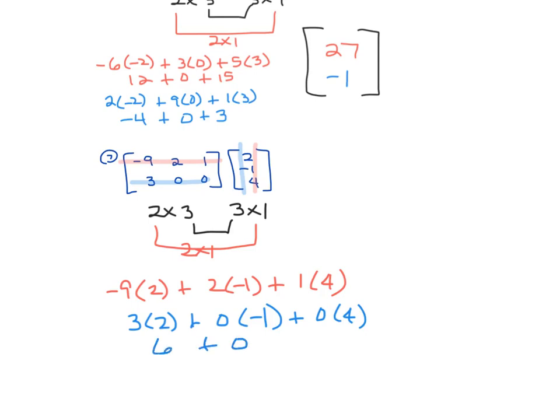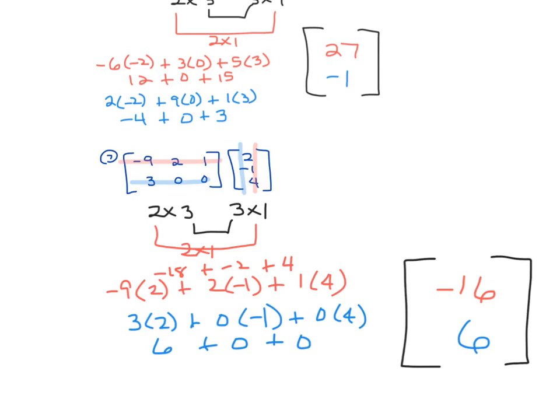Let me do the math here. This is 6 plus 0, and I get 6. The red, -18 plus -2 plus 4 gives me -16. Again, 2 rows, 1 column. One more example. Everybody go to number 8.